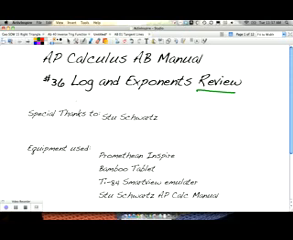Alright, we're here with the AP Calculus AB manual. We're looking at number 36, which is Log and Exponents Review. This is review because it should have been done in pre-calculus, but hey, it's necessary for calculus, so we're going to bring some of these old ideas back and see if we can start applying them to the things we've learned in calculus as well, see how we're going to use them.